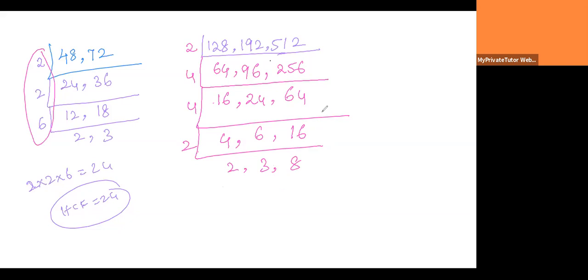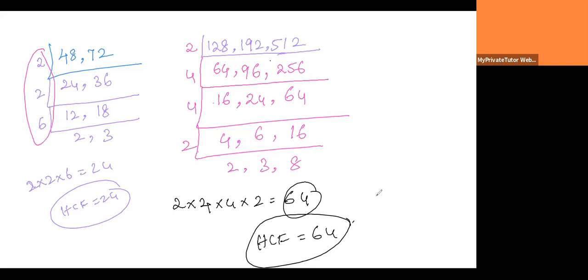You just need to stop there, and then whatever values we got on the left side, just multiply. So what is 2 times 4 times 4 times 2? You can see that 2 times 4 is 8. 8 4s are 32, and 32 2s are 64. So that's it. The HCF is 64. So this is the easiest method to find HCF.